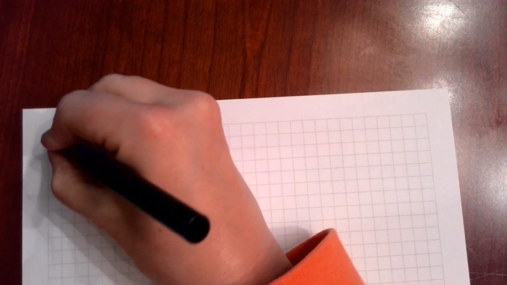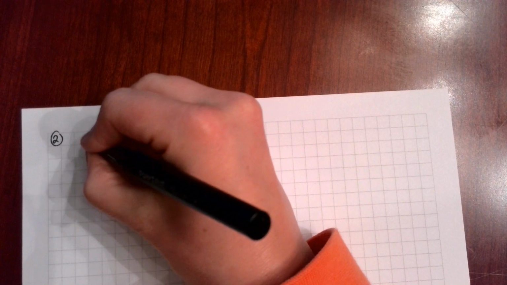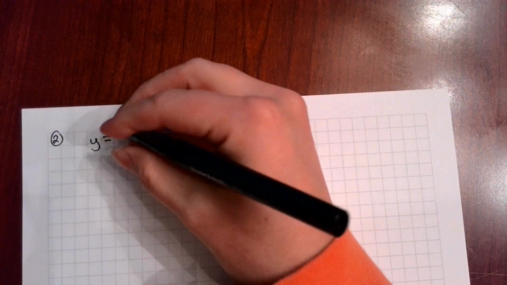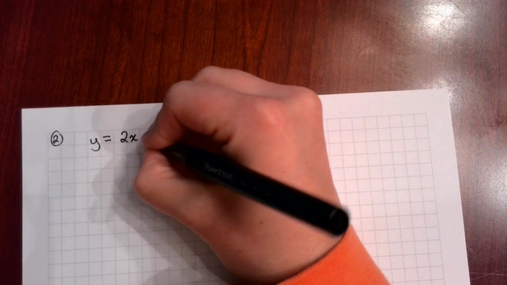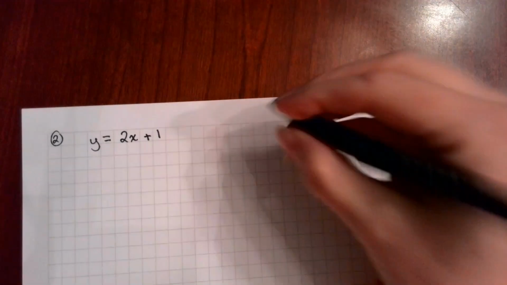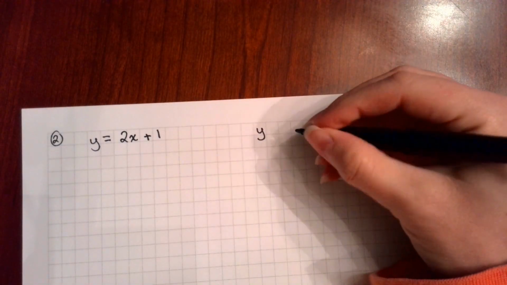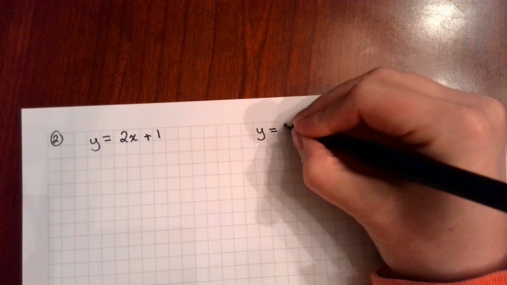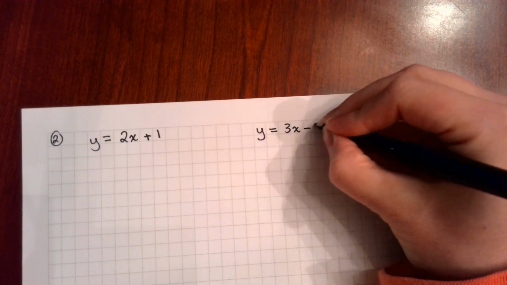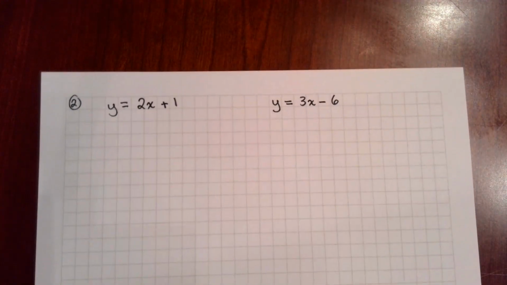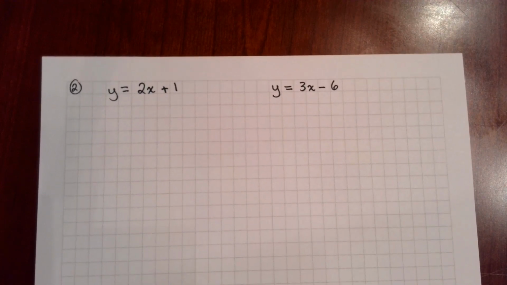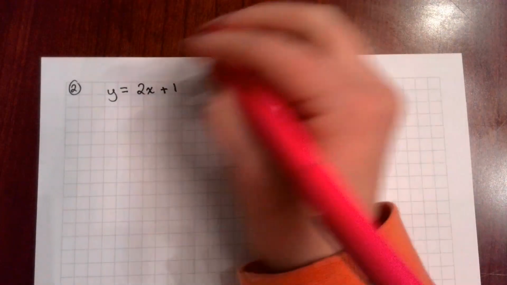Let's say for problem number 2, we have y is equal to 2x plus 1. And then our second equation, we have y is equal to 3x minus 6. Okay, so they're already in their slope-intercept form. I'm just going to go ahead and identify what the slope and y-intercepts are.